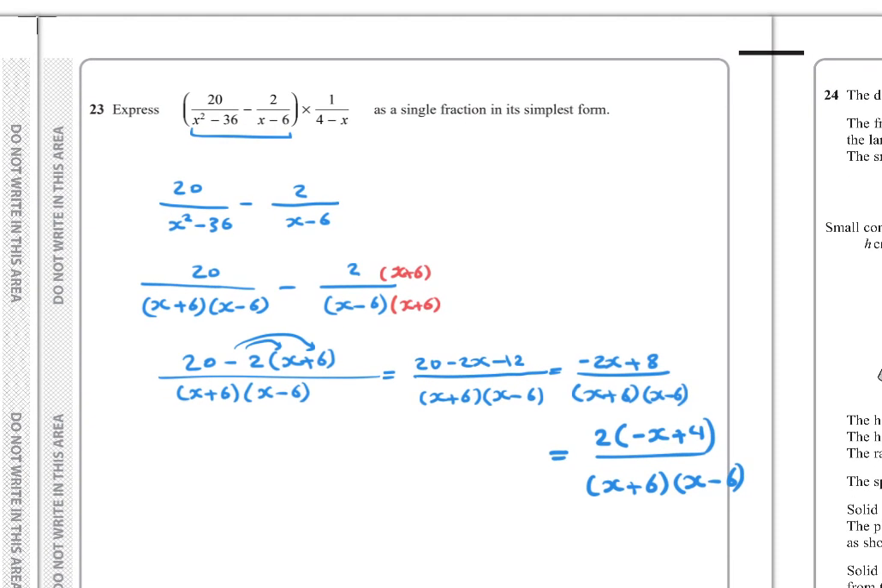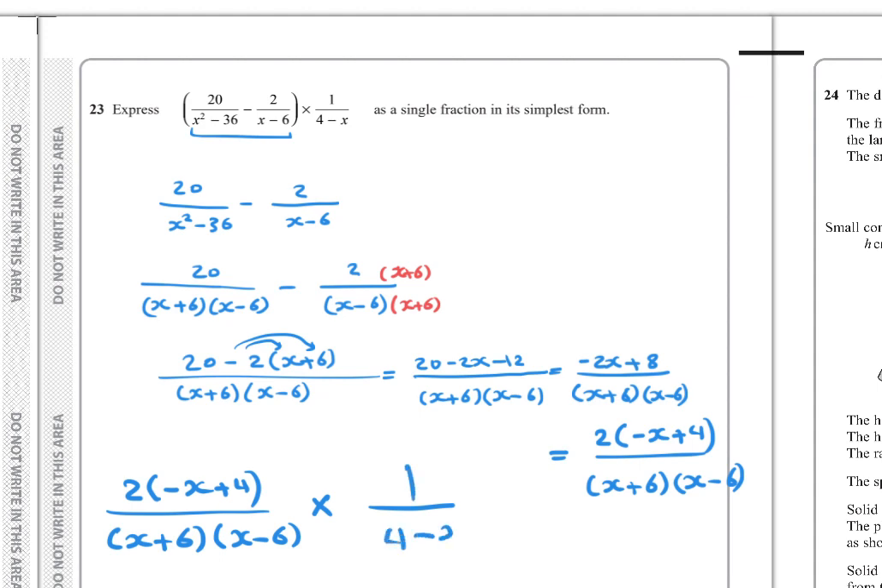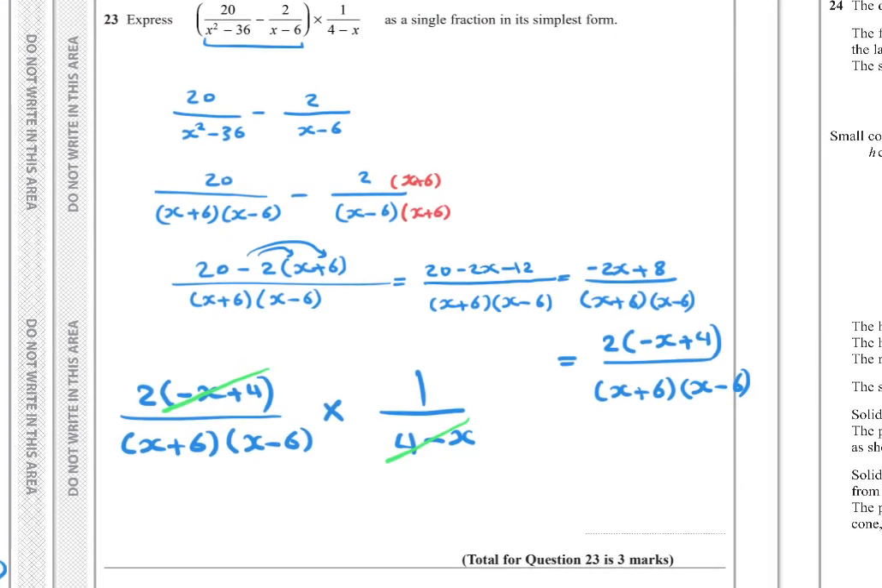Now we need to multiply, so multiply 2 times (negative x plus 4) over (x plus 6)(x minus 6) by 1 over 4 minus x. 4 minus x and negative x plus 4 are the same, because if you rearrange them it will be 4 minus x. So we can cancel this one with that one. So the simplest form is 2 over (x plus 6)(x minus 6).